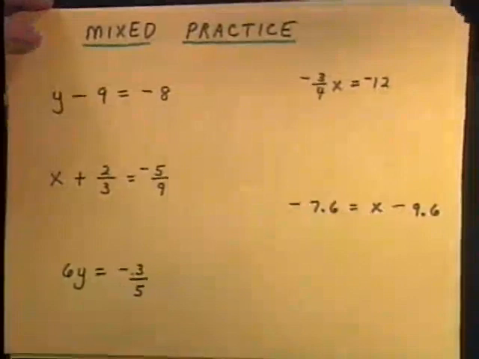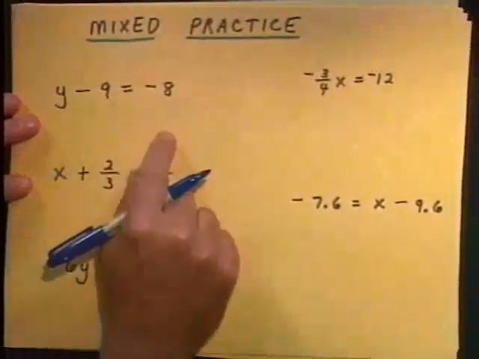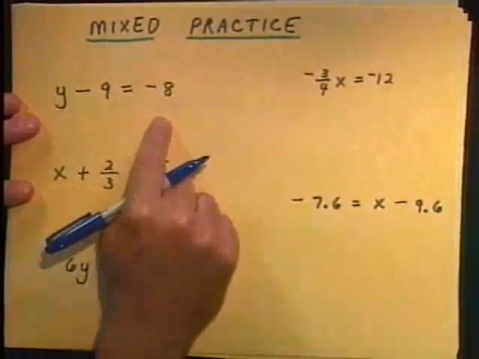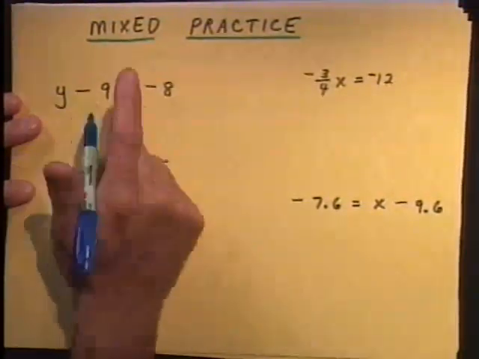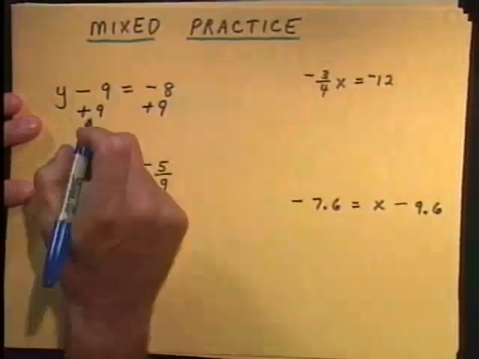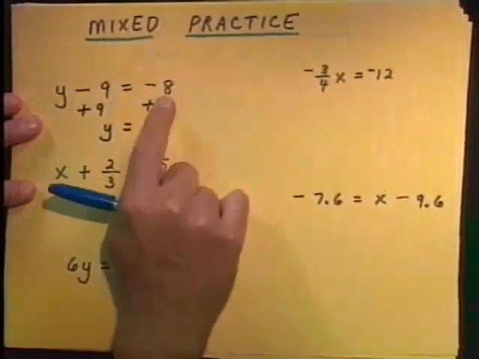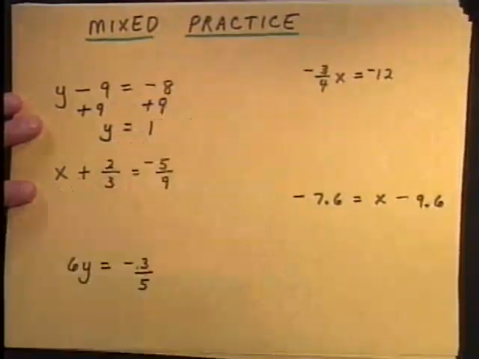So I have gone ahead and taken the liberty of mixing these up here. So we'll start with this first equation, y minus 9 equals negative 8. To take out a minus 9, attack it with addition, plus 9. Y then equals negative 8 plus 9, different sign, subtract, sign of the larger number, positive 1.